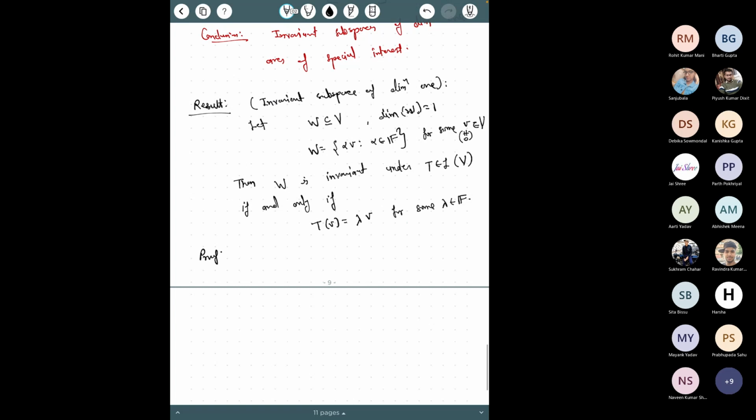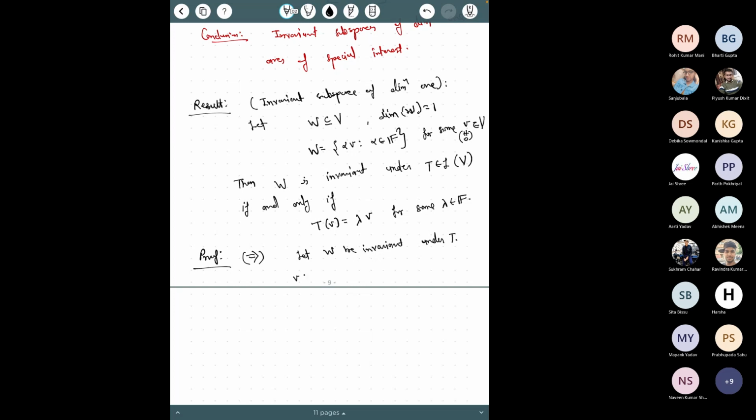So let me quickly go through the proof. It's an if and only if, so we have to prove both directions. It's a very straightforward proof. Let us look at the if direction first. Suppose that W is invariant under T. What I have to prove is that T of V is equal to lambda times V.